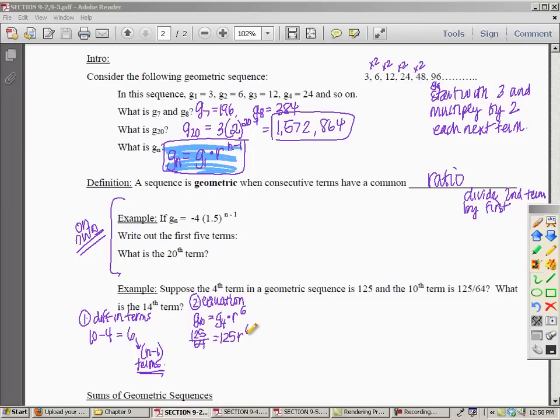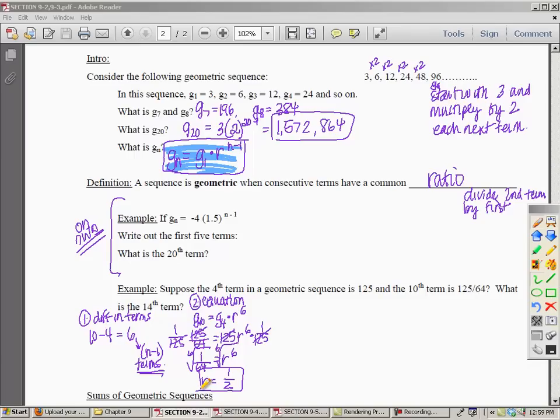Because I already have a fraction listed, instead of dividing by 125, I'm going to multiply by 1 over 125. These will cancel, and if you notice, these will cancel as well. So 1 over 64 equals r to the 6th. And how do you get rid of a 6th power? Use the 6th root on both sides. If I take the 6th root of 1 over 64, I get 1/2 as my ratio.